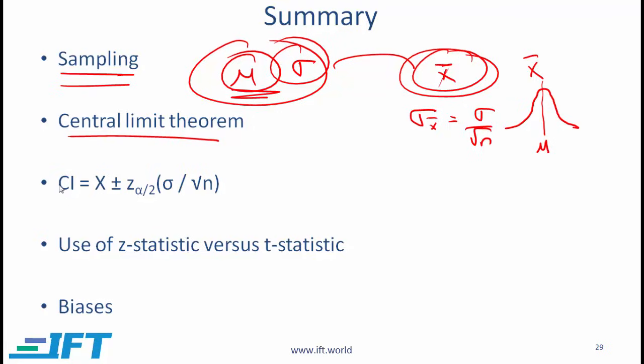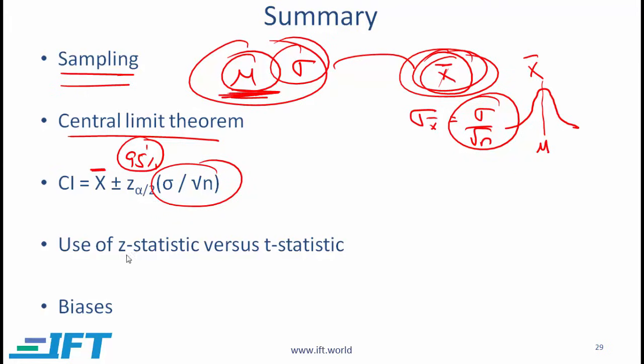The confidence interval for our prediction of the population mean is given by X bar, which is our point estimate from here, plus or minus the reliability factor Z alpha over 2. This is based on our confidence, say 95%, times the standard error, which is sigma over root n, that is this number. We talked about the use of Z statistic versus T statistic. You use the Z statistic when the variance is known and the T statistic when the variance is not known. And finally, we talked about the biases such as time period bias, data mining bias, survivorship bias, and look-ahead bias.